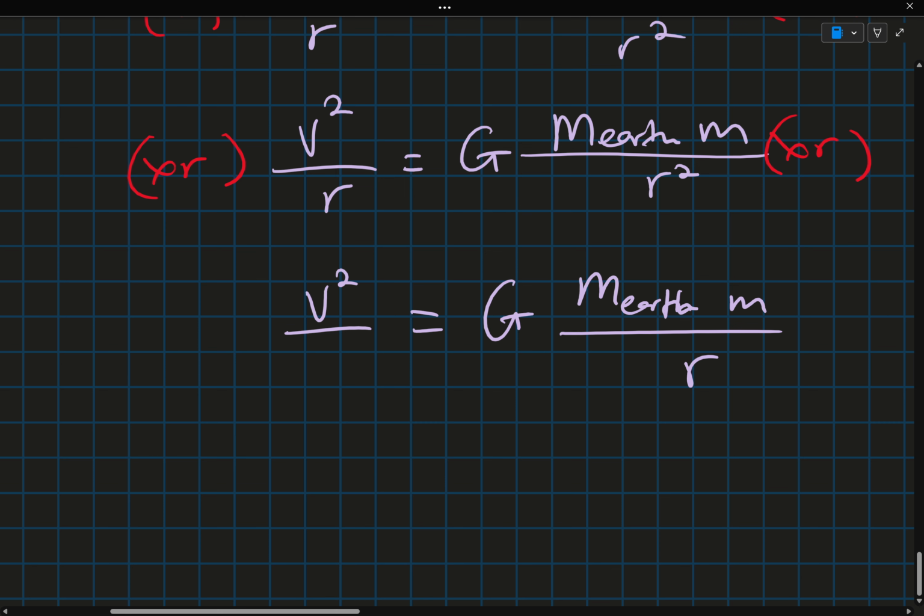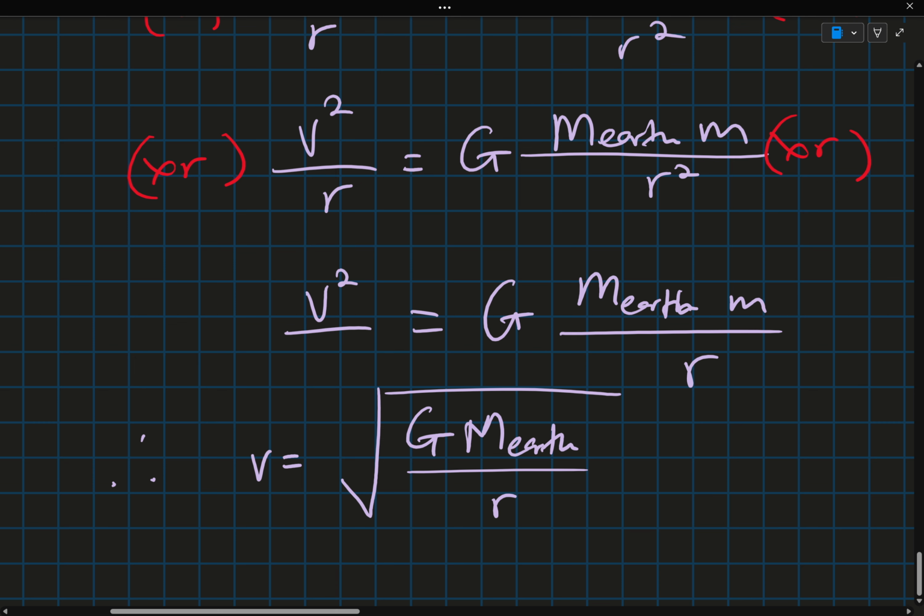Therefore, v is equal to the square root, right, of G mass of the Earth over r squared over r. All right. So we end up with that.